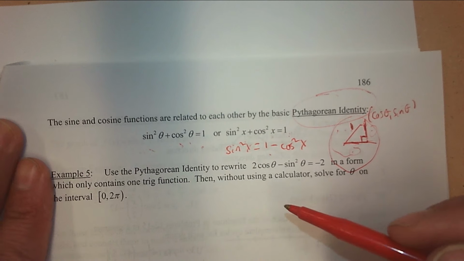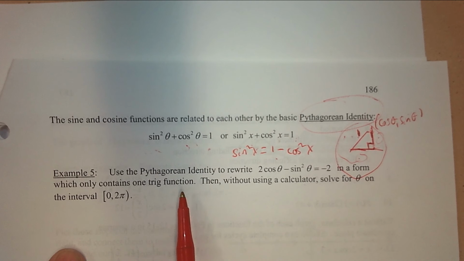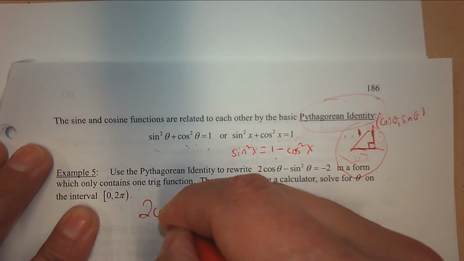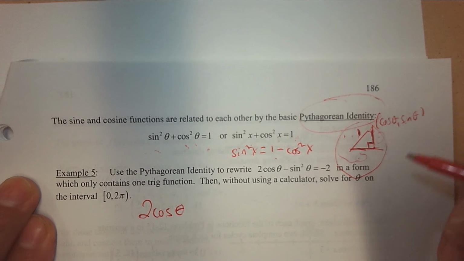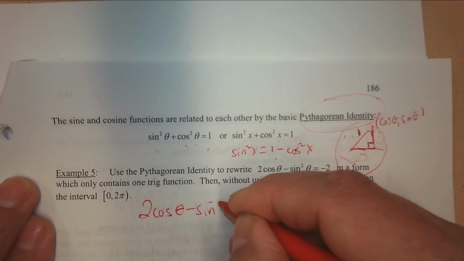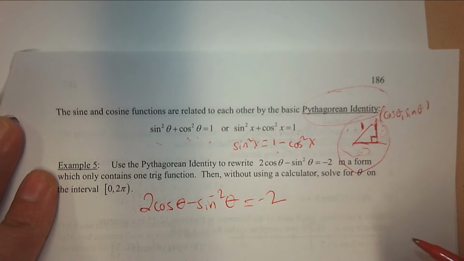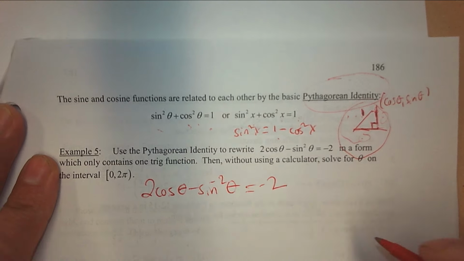So, saying that, it says use the Pythagorean identity to rewrite this equation to help us solve it. So 2 cosine theta minus sine squared theta is equal to negative 2. The challenge with this is that we have two different trig ratios, cosine and sine. I only want one so I can solve it.